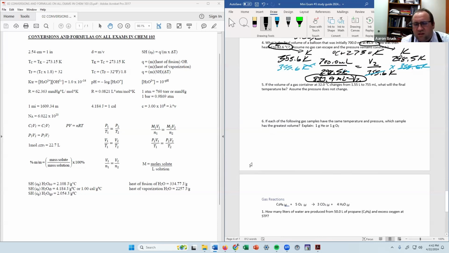Right, some more gas laws. If the volume of a gas at 32 degrees Celsius changes from 1.55 liters to 755 milliliters, what would the final temperature be? So same kind of problem. We're still doing Charles' law. We just need to turn 32 Celsius into Kelvin. 32 plus 273 is 305.0 Kelvin.